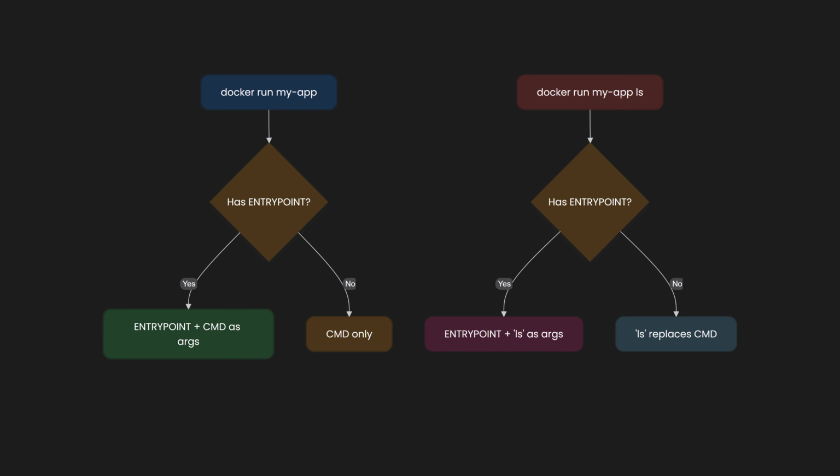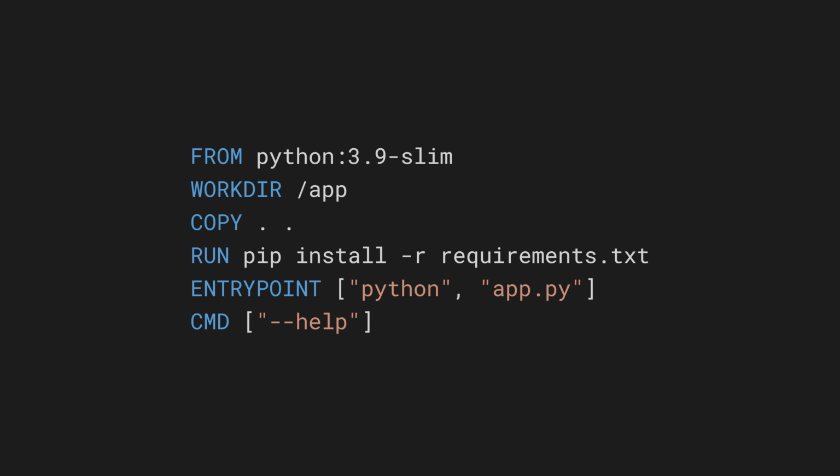ENTRYPOINT is fixed, CMD is flexible. ENTRYPOINT defines the main command, while CMD provides default arguments. If you run docker run my-app, ENTRYPOINT runs with CMD as arguments. If you run docker run my-app ls, ENTRYPOINT runs with ls as an argument, overriding CMD. This setup always runs python app.py, but allows different arguments. Default is --help, but you can override it.